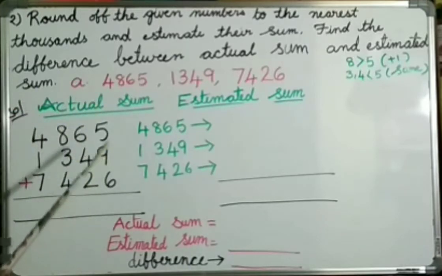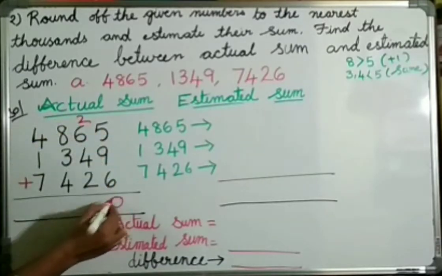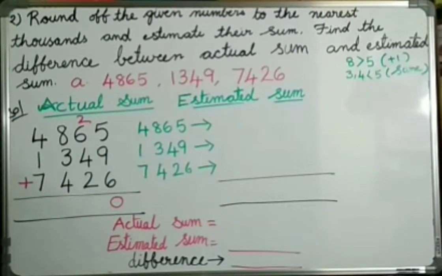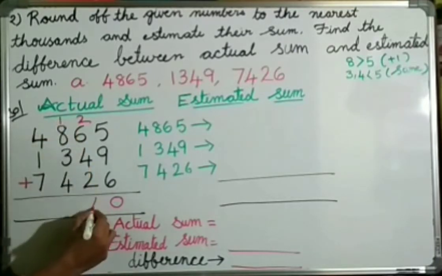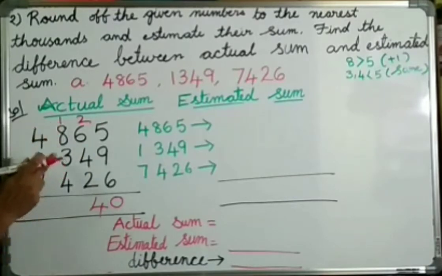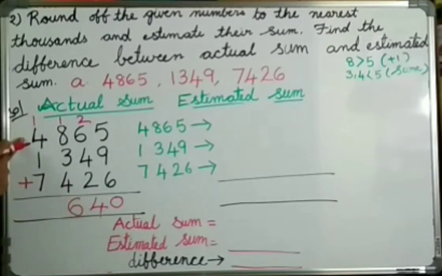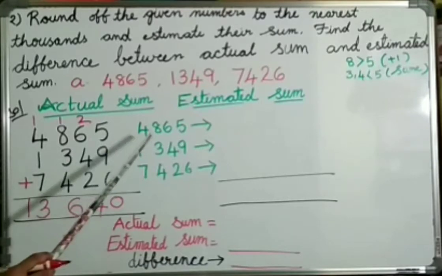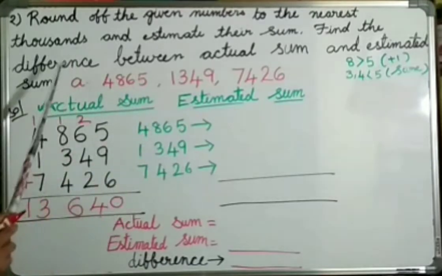This is the actual sum. We have to add all the numbers. 5 plus 9 is 14, 14 plus 6 is 20. 6 plus 2 is 8, 8 plus 4 is 12, 12 plus 2 is 14. 8 plus 1 is 9, 9 plus 3 is 12, 12 plus 4 is 16. 1 plus 4 is 5, 5 plus 1 is 6, 6 plus 7 is 13. So this is the actual sum, 13,640.